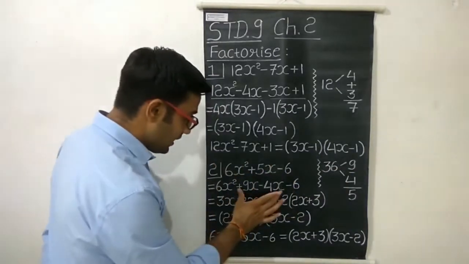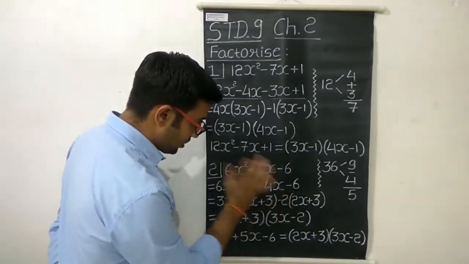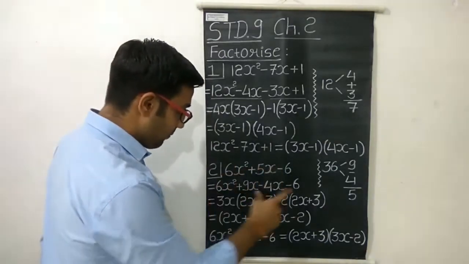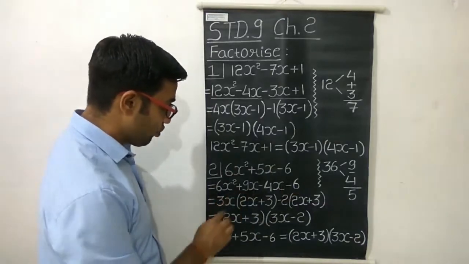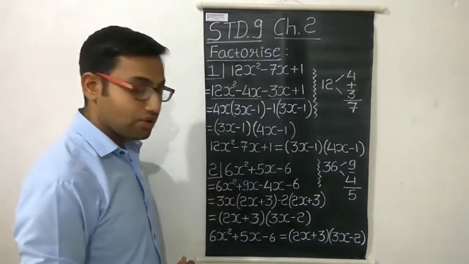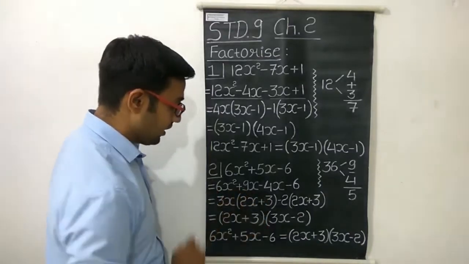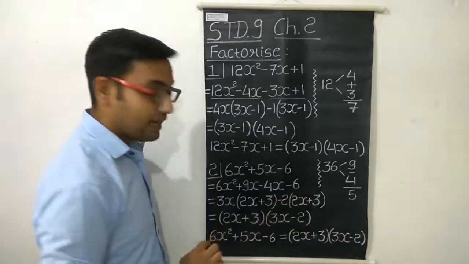In short, the simplification of both these terms must be equal to this. So now again make the pair, take the common from both these. We will get the constant 3 as the common, and from the variable x is the common. What will remain here? 2x, and what will remain here? 3. In the same way, from both these two terms, minus 2 we can take as a common.